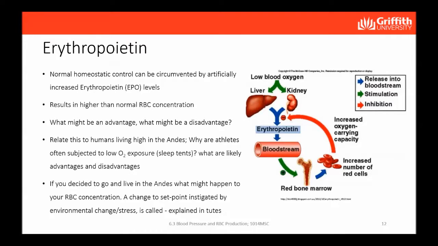At high altitudes, the amount of oxygen available is low. Therefore, individuals living at higher altitudes have a greater red blood cell concentration due to increased erythropoietin production. This increases the oxygen carrying capacity of the blood and prevents hypoxia in tissues in the oxygen deficient environment. Athletes are often subjected to low oxygen exposure to stimulate erythropoietin production, thereby increasing the oxygen carrying capacity of the blood. This increases the athlete's stamina and performance.